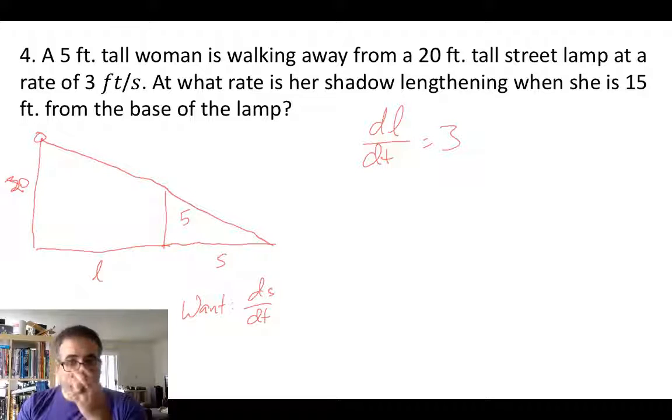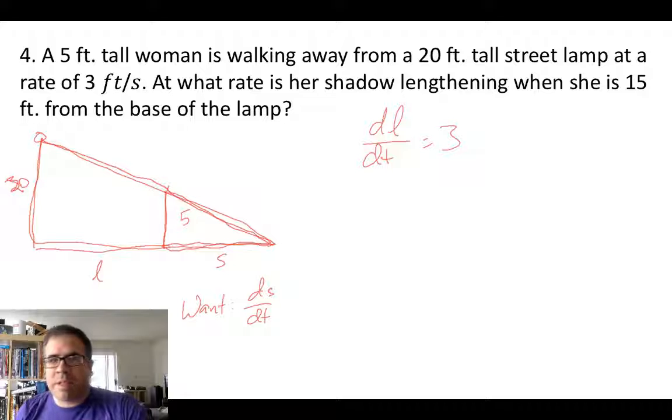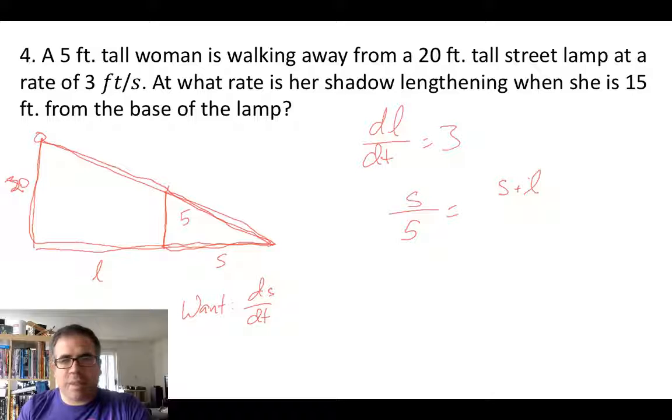The thing we're going to use here, and you can use other things, but this is the one that requires the least amount of outside variables, is a similar triangle relationship. So we have this small triangle is similar to this large triangle. So we can set up a similarity ratio. We know that S over 5 is equal to S plus L, the corresponding long side on the bottom, over 20.